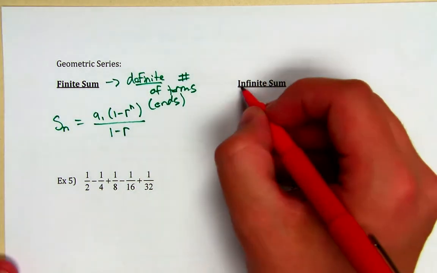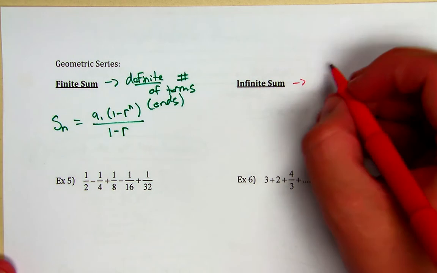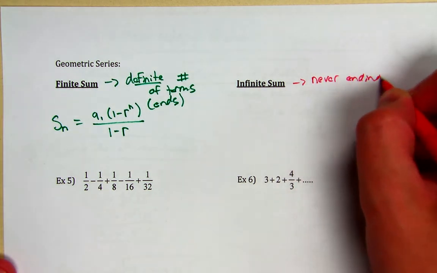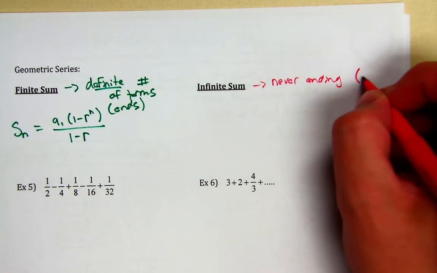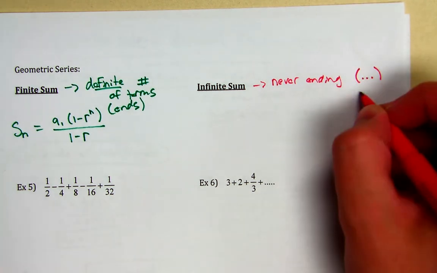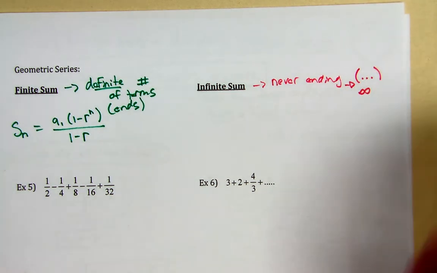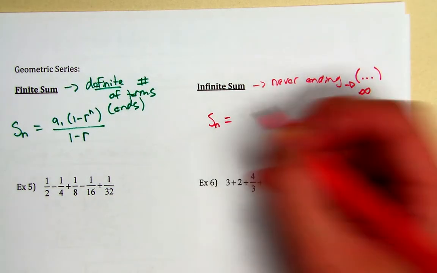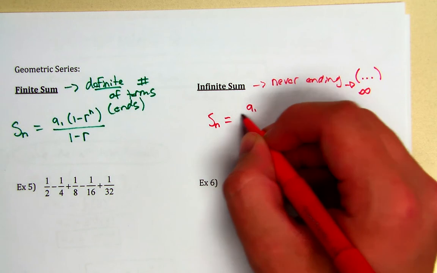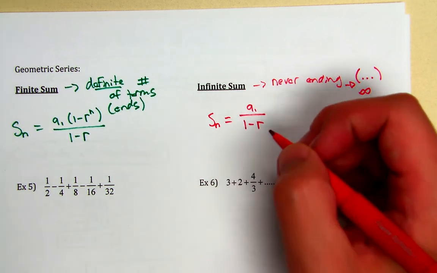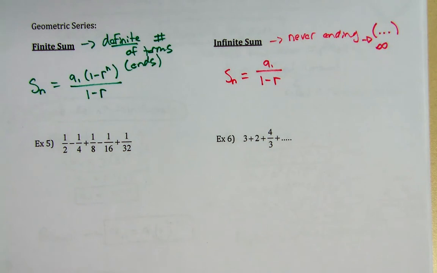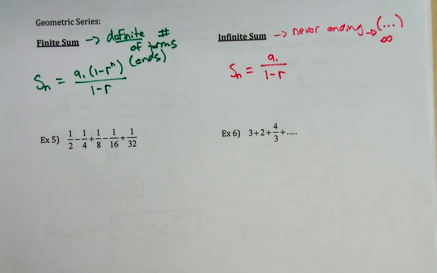Now, an infinite sum is never ending. This is denoted by those good old dot dot dots or the infinity symbol. Again, never ending. This sum is even simpler. You just take the first term, divided by 1 minus r.